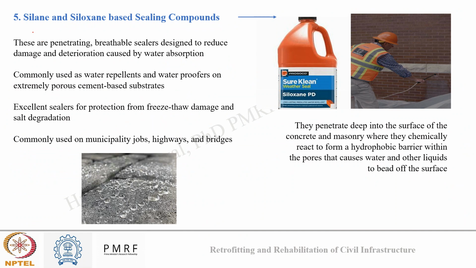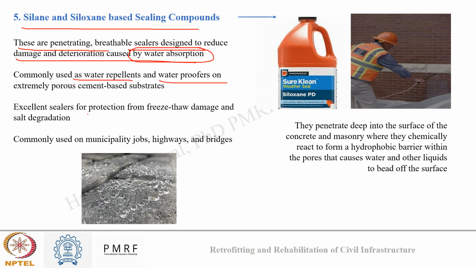And finally, we have silanes and siloxane based sealing compounds. These are penetrating breathable sealers which are designed to reduce damage and deteriorations, more specifically, which are caused by water absorption. So the places where water penetration is the major issue, there we generally use silane and siloxane based sealing compound for repair. These are generally used as water repellents and waterproofers. Okay, these sealers also have excellent performance against freeze thaw damage and salt degradation, because both of them are based on water penetration, so they perform excellent in those conditions also.